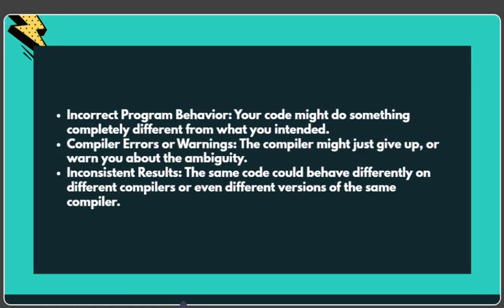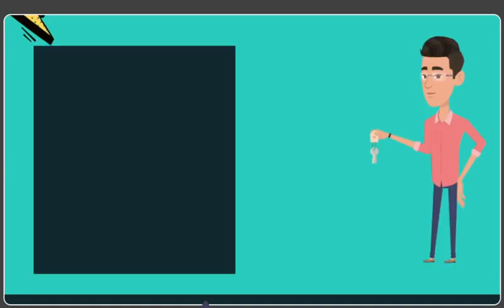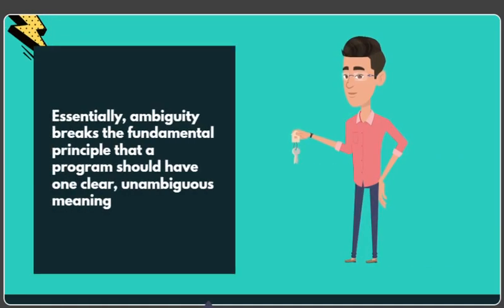Incorrect program behavior. Your code might do something completely different from what you intended. Compiler errors or warnings. The compiler might just give up, or warn you about the ambiguity. Inconsistent results. The same code could behave differently on different compilers or even different versions of the same compiler. Essentially, ambiguity breaks the fundamental principle that a program should have one clear, unambiguous meaning.